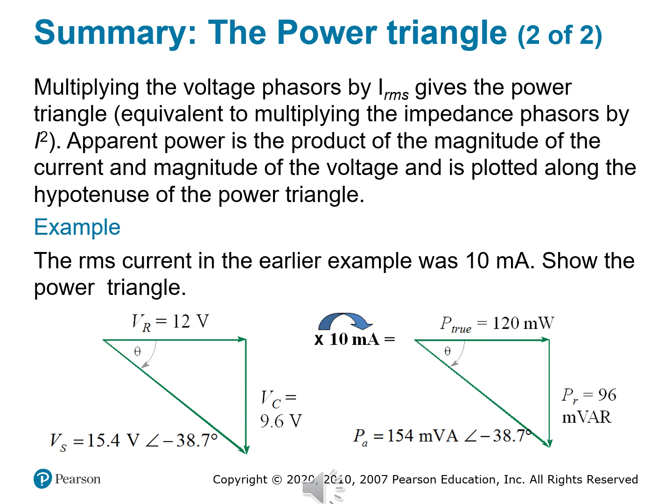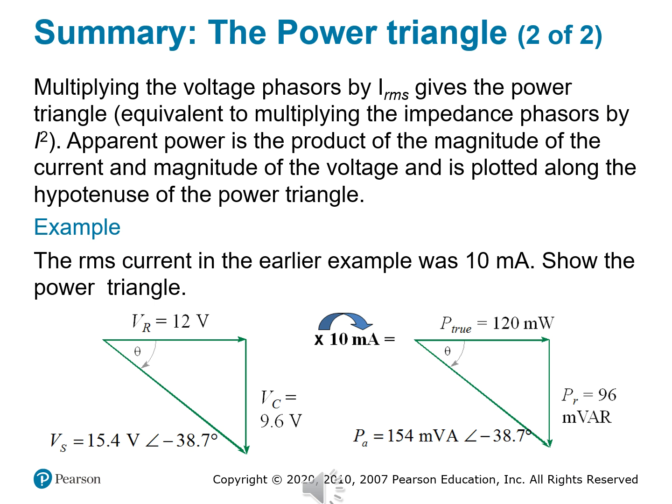So we already had our voltage triangle that we discussed earlier. The voltage for the resistor was 12 volts, voltage to the capacitor was 9.6 volts, voltage of the source was 15.4 volts at negative 38.7 degrees, right? So we're going to go ahead and multiply each of those by the RMS current one more time, because remember, voltage times current, wait a minute, power, I squared R.